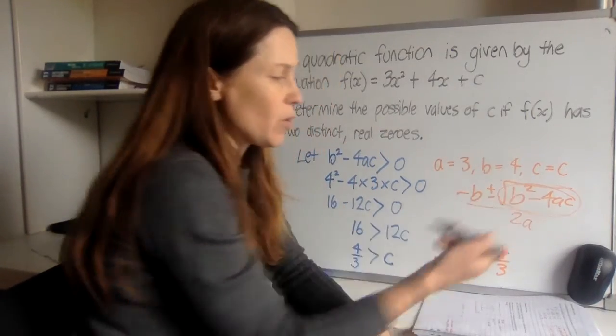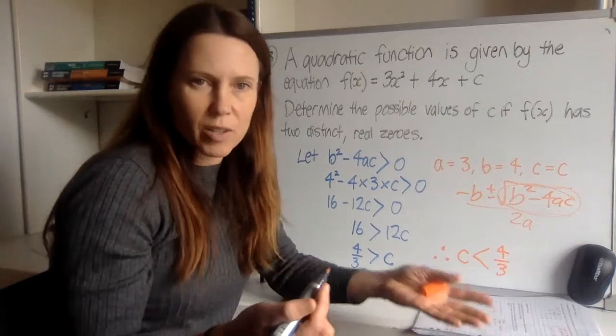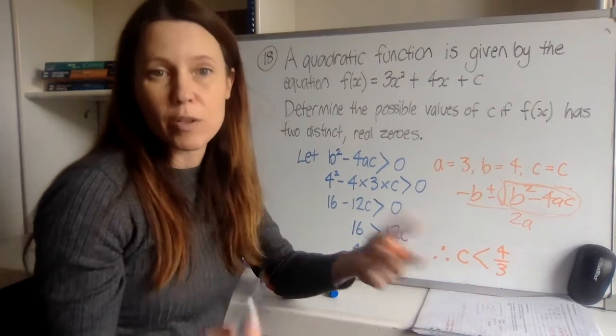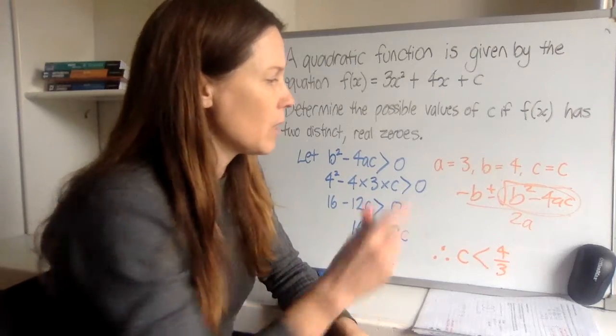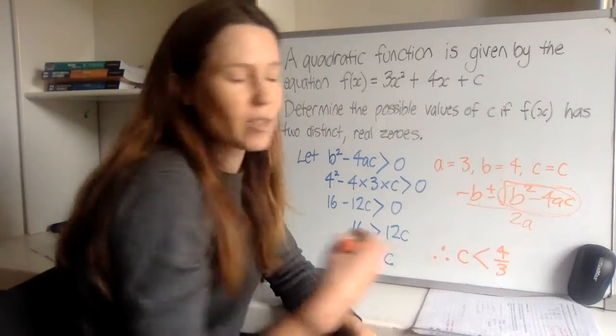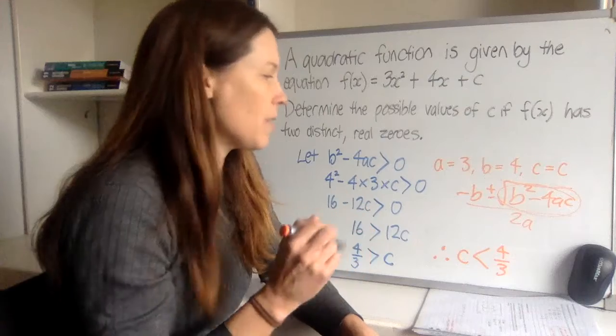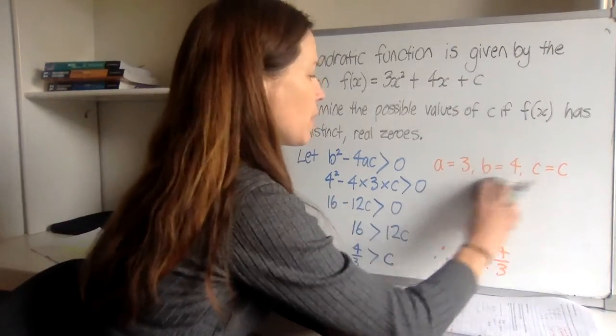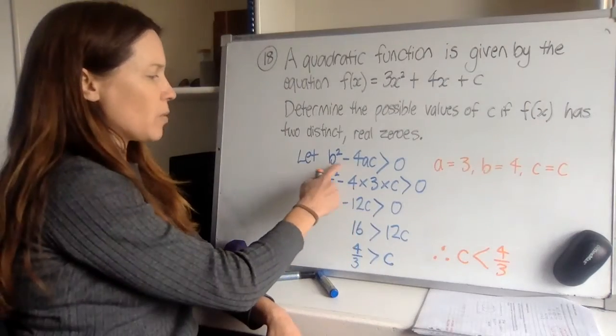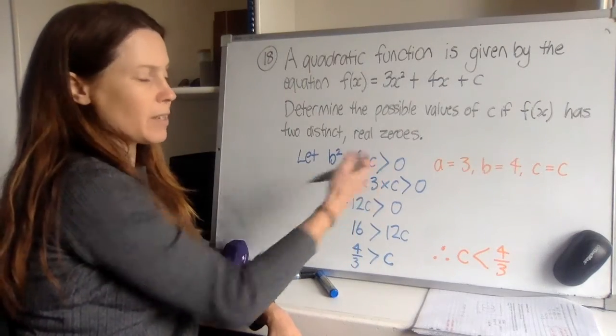If b squared minus 4ac is negative, you can't take the square root of a negative number at all, so there'll be no solutions, and it'll be one of those ones that's up in the sky or below ground. But if b squared minus 4ac is greater than 0, then there'll be two answers or two solutions, two intercepts. So that's what we're thinking of here. We need to let b squared minus 4ac be greater than 0.